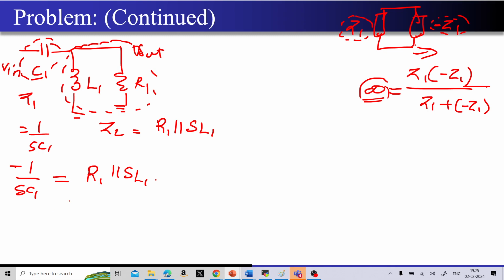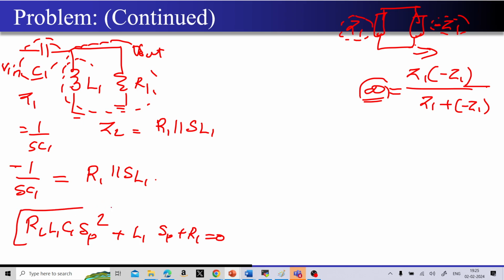Correct? So now if you do it, you will be getting a quadratic equation. Why quadratic? Because you can see it has an LC network. So now the equation will be reduced to R1 L1 C1 SP square, where SP is nothing but my pole frequency, plus L1 into SP plus R1 equal to 0. So depending on the values of R, L and C, you may get real poles, you may get complex poles, or you may get purely imaginary poles. I hope that part is clear.